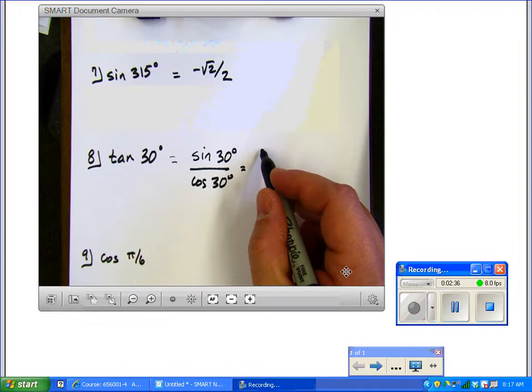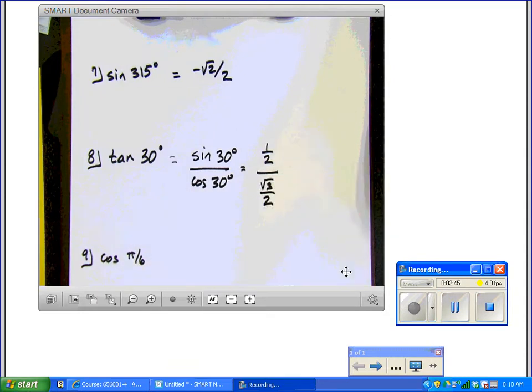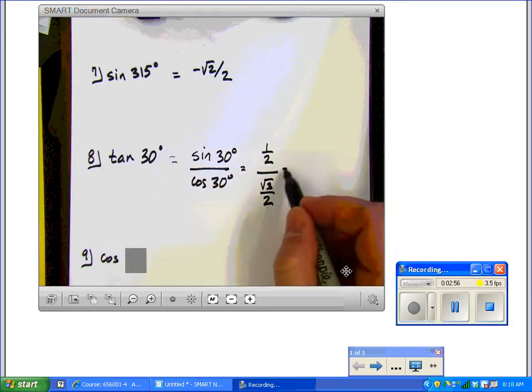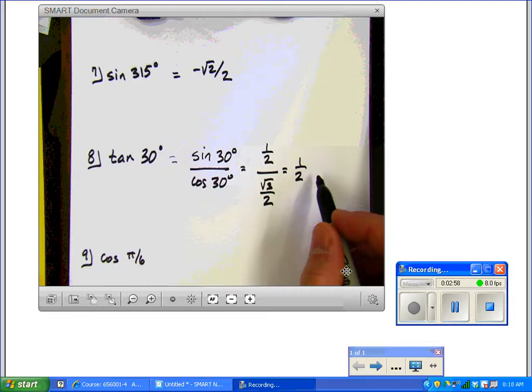Okay, now we can't leave it like this. This is not a simplified form, so we're going to have to work this out. Remember, this is just division here. This is 1/2 divided by square root of 3 over 2. So we can just write that as multiplication by the reciprocal. So it's 1/2 times the reciprocal of square root of 3 over 2, which would be 2 over square root of 3.